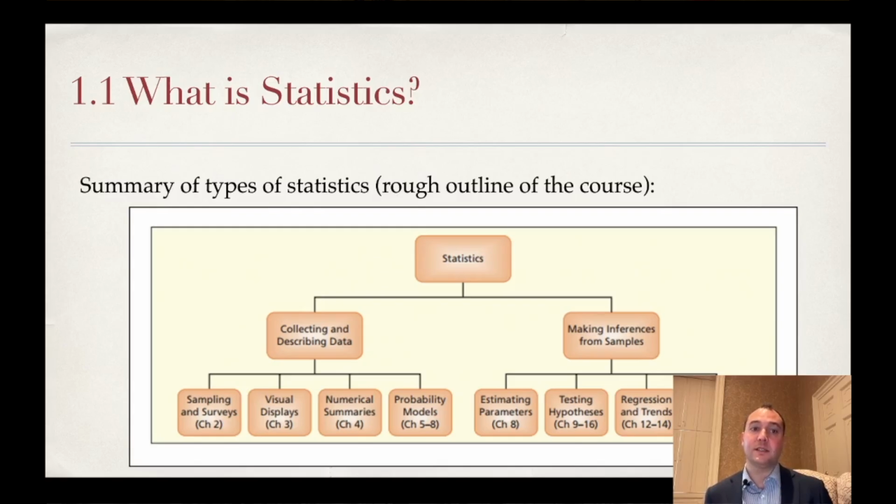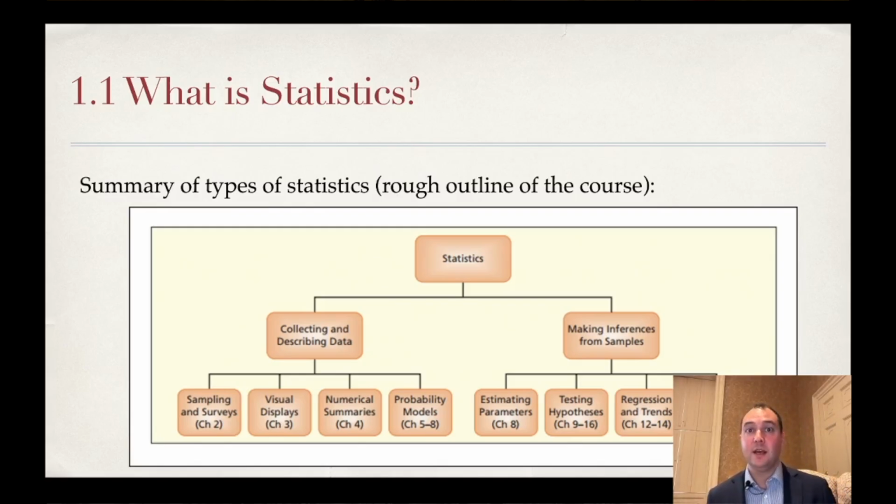So here is a summary of types of statistics. Roughly, this is what we're going to cover throughout this course. Collecting and describing data involves sampling, surveys, visualizing the data, summarizing it numerically, probability models. And next, the second half of this course, we will be making inferences from samples.